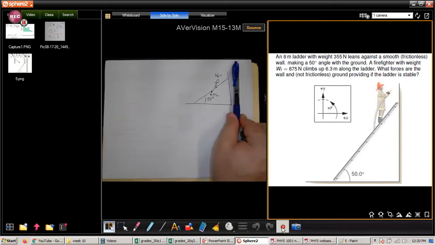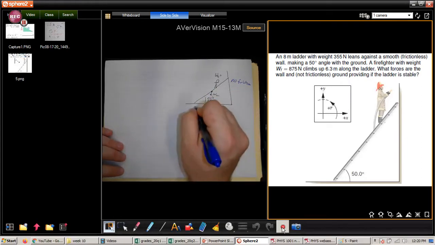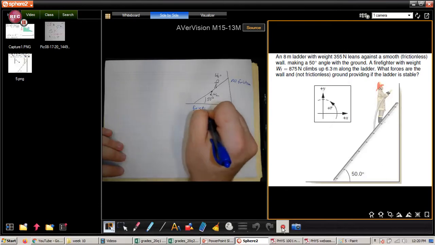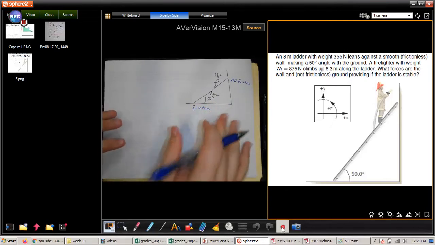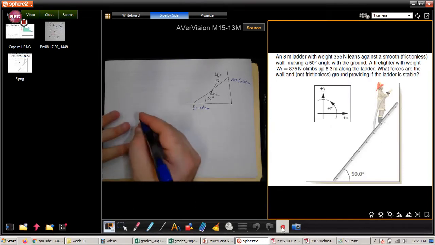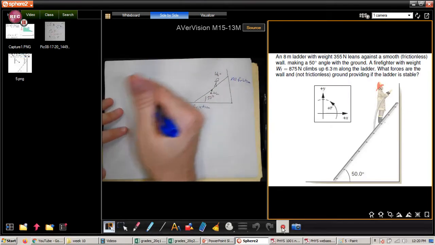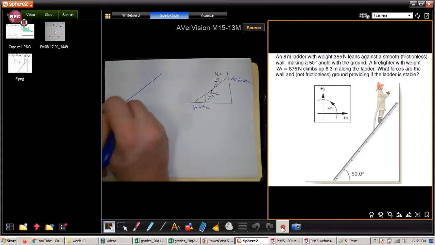So the wall's frictionless here. There's no friction here, but here there is friction. So we've drawn this out a little simpler, and what we want to do is simplify it even further. We're going to draw something that looks like a free body diagram, but it's going to be kind of extended. We're going to put the ladder in. I want to say one end is 0 and one end is 8 meters away for that length.